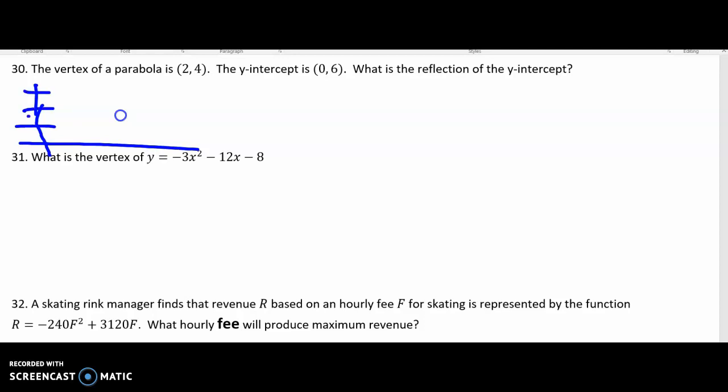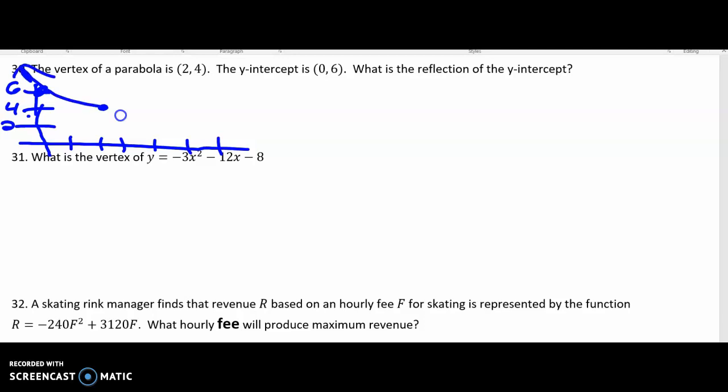Each line is going to represent 2 because I don't have a lot of space here. 1, 2, 3, 4, 5, 6. So I'm just going to go ahead and kind of visualize this. Over 2 and 4 is roughly here. For the vertical, this is 4, 2, 6, and so on. So the vertex is at 2, 4. The y-intercept is over there.